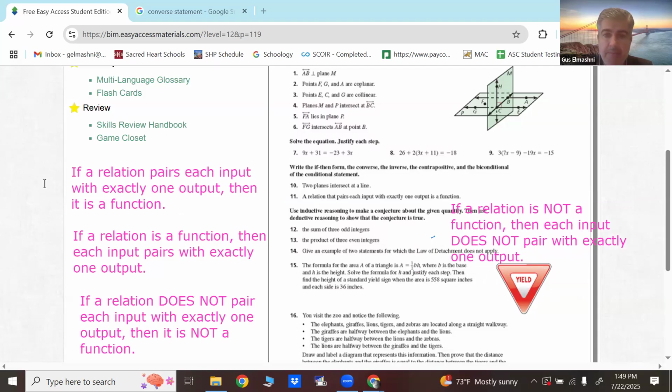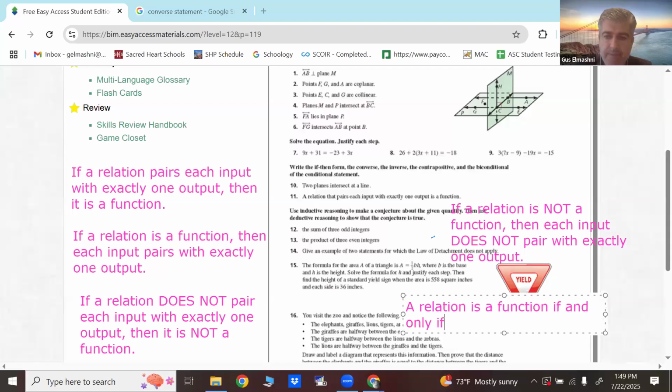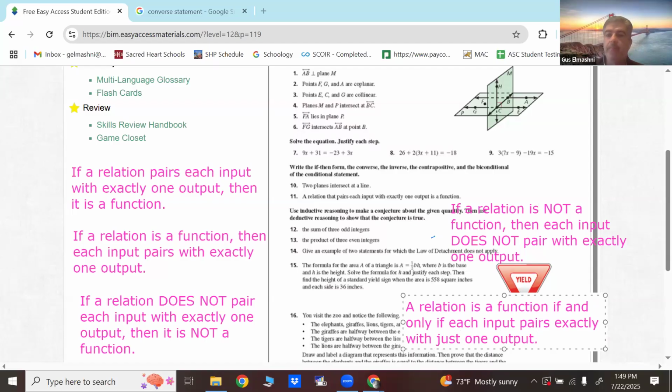And then lastly is a biconditional, like going back and forth. You can say a relation is a function if and only if, it's going both ways, each input pairs with exactly one output. So that's what happens.